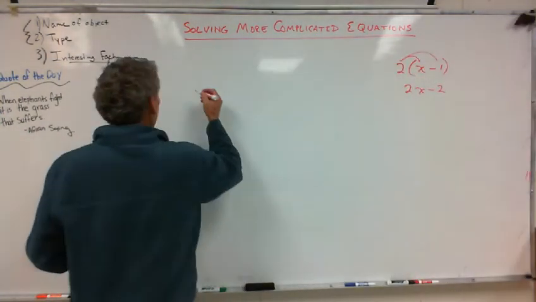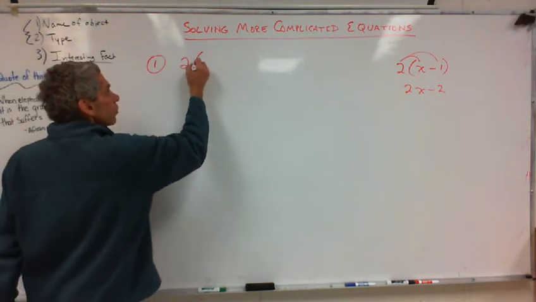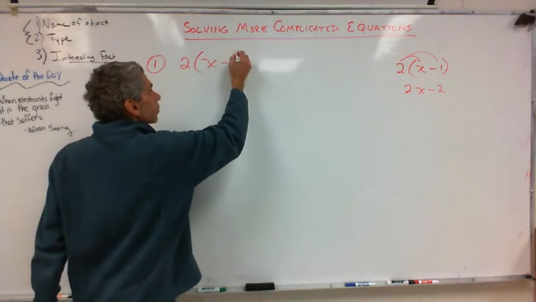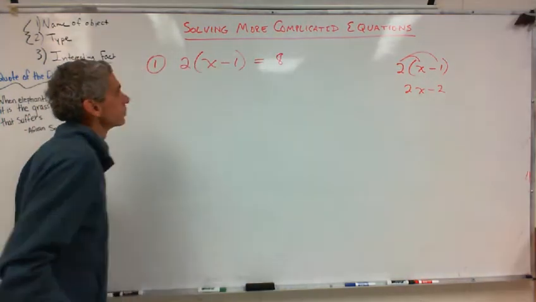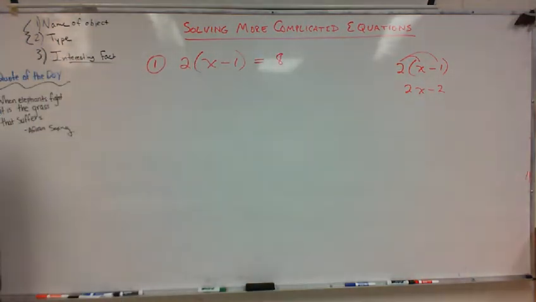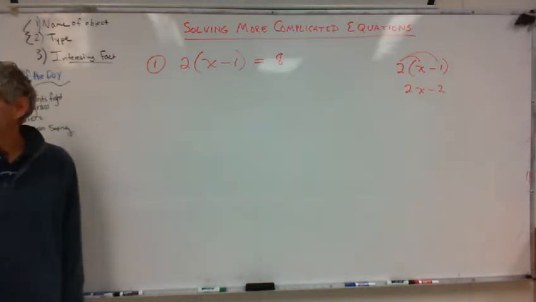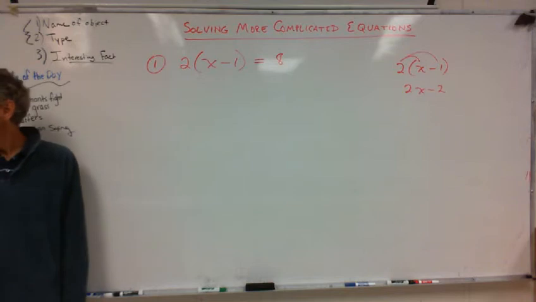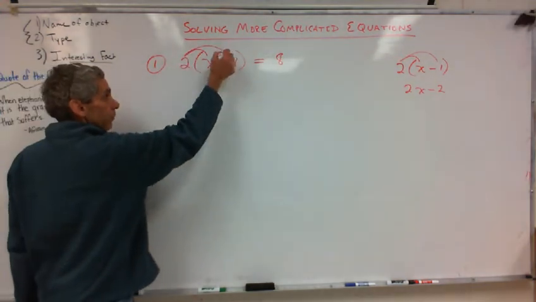So, for the first example, I have 2 parentheses, x minus 1 equals 8. That's my first problem. Before I can solve this, I have to get rid of the parentheses. You can't solve these without getting rid of the parentheses. So I'm going to multiply using the distributive property.